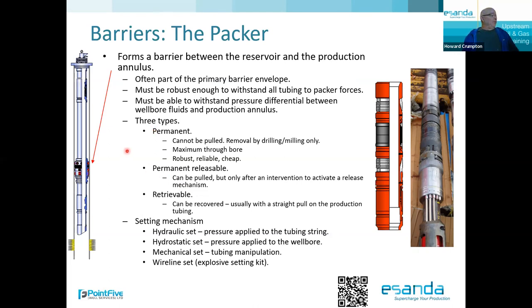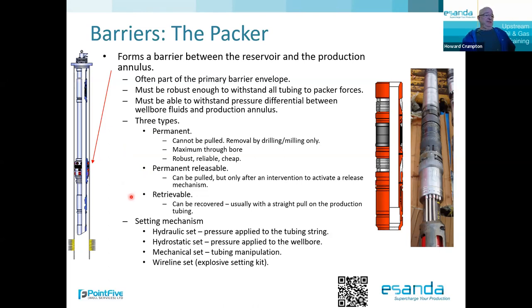For certain types of completion, though, we will use what we call the permanent releasable packer. This has a great degree of strength. It's a very robust packer, but it can be recovered from the well. It normally requires some type of intervention to operate a release mechanism, and then it can be pulled out with the production tubing. And then the retrievable packer, I just take a straight pull on my production tubing and it will come out of the well. But we tend not to use these very often because they're inherently weak.